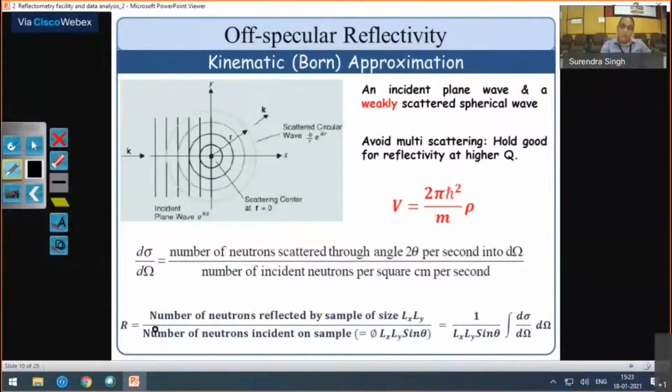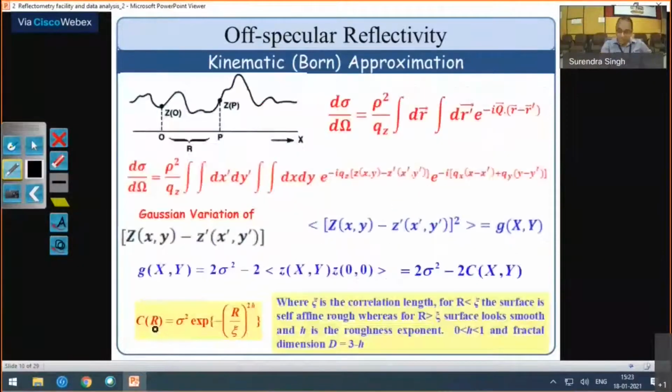From this also you get the reflectivity pattern. So same thing we will use. Now consider an interface where we have this kind of interface roughness, where the z variation, z at one x, y, and z at x dash, y dash, is different.